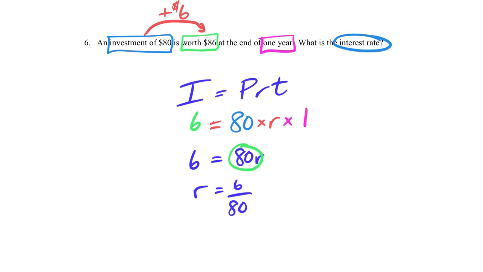So let's go ahead and change that into a decimal. You go ahead and calculate 6 divided by 80, but then remember that is going to give us the decimal amount of that interest. We would communicate that as a percentage. So you go ahead and change 0.075, and your final answer to that question should be 7.5%.